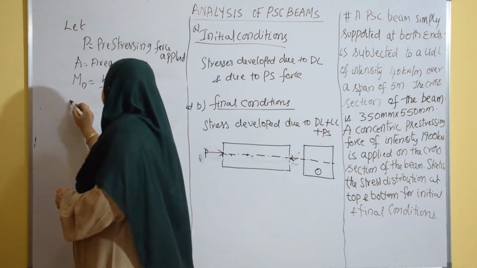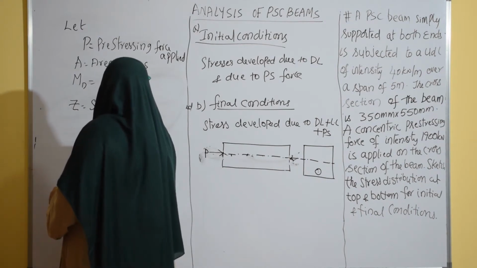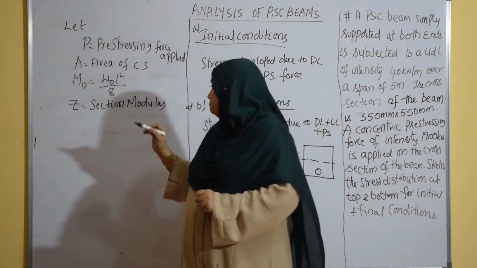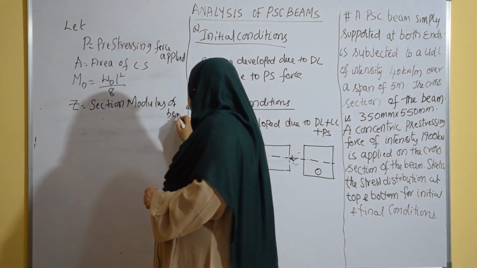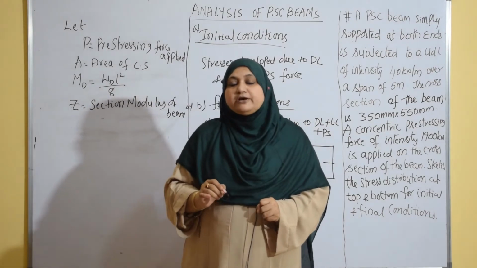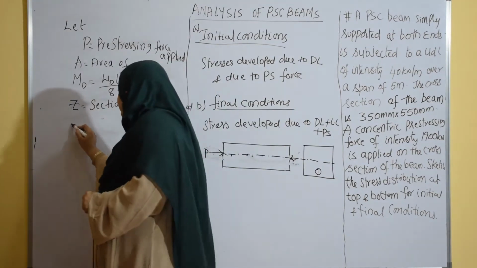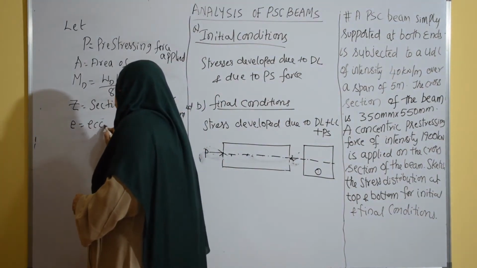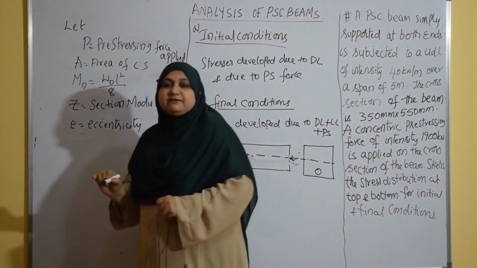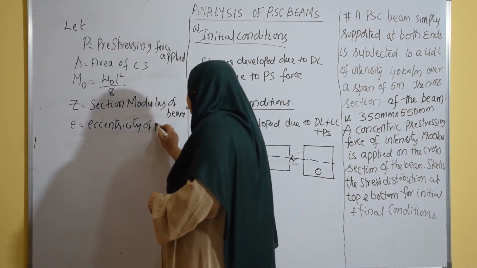Z is the section modulus of the beam. Obviously the beam is rectangular, and we all know the section modulus of a rectangular section. It is B D square by 6. Then E will be the eccentricity. Sometimes it will be constant, sometimes it will be varying. So eccentricity of what? Eccentricity of the pre-stressing force.